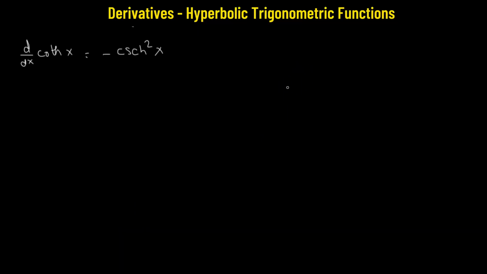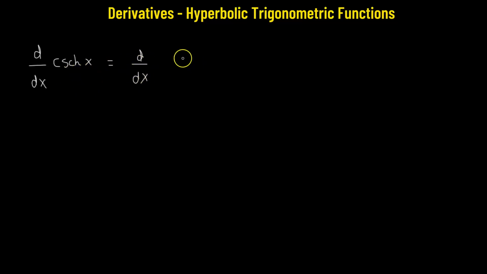Next, we are left with the derivative of cosecant hyperbolic x. We need to determine the value of this particular derivative. So let's begin. We take the derivative with respect to x of cosecant hyperbolic x, which is 2 divided by e raised to the power of x minus e raised to the power of negative x. While you can use the quotient rule, for this particular example, I'm going to use the product rule. So we know that 2 is a constant, so that can be pulled out of the derivative. So we have 2 times the derivative with respect to x.